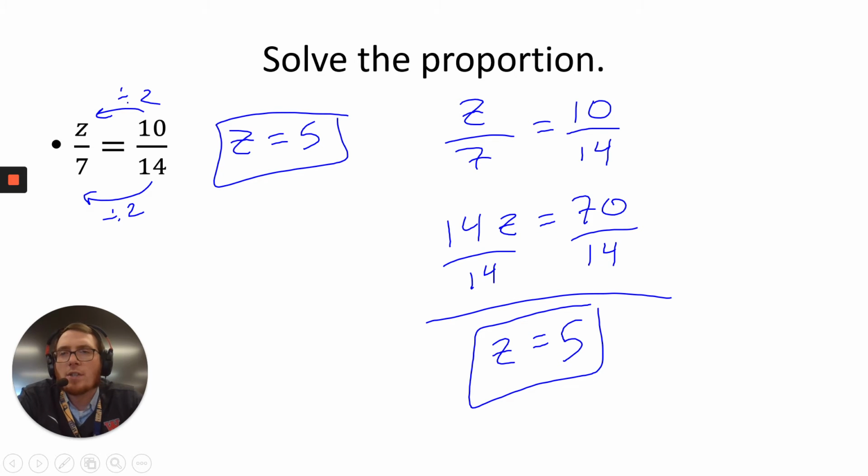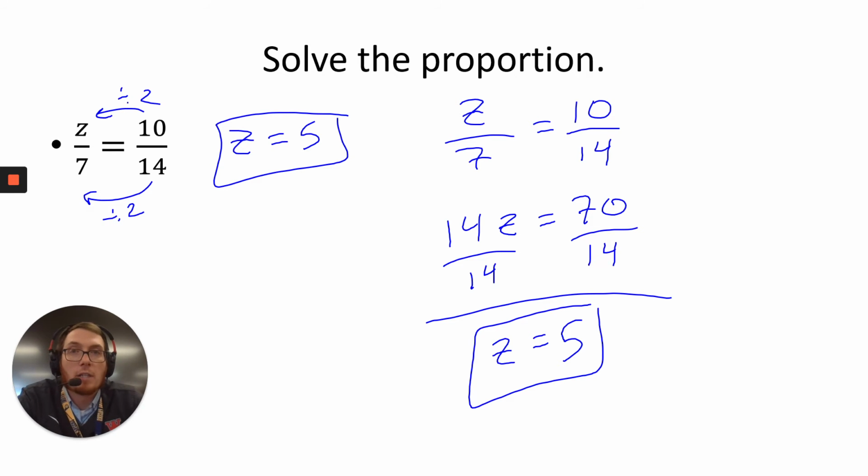Next question, z over 7 equals 10 over 14. 14 divided by 2 is 7, so 10 divided by 2 would be 5. If you cross multiply, you get 14z equals 7 times 10. You divide by 14 and you get z equals 5. Notice both methods work, and everyone needs to know how to cross multiply. So you're going to be asked to explain things with cross multiplying regardless of what option you pick.